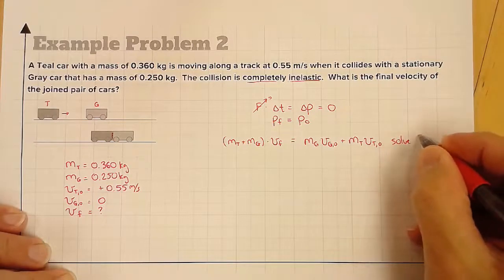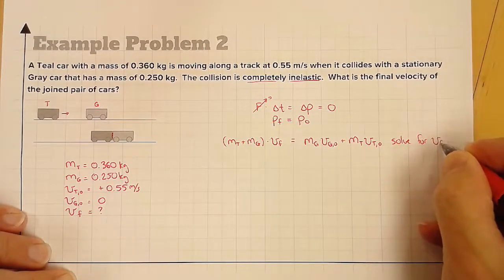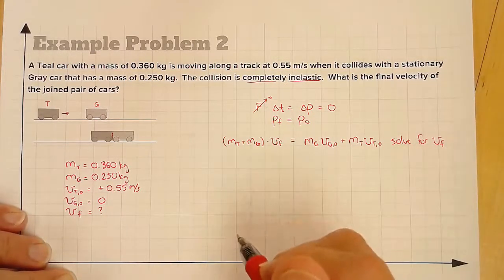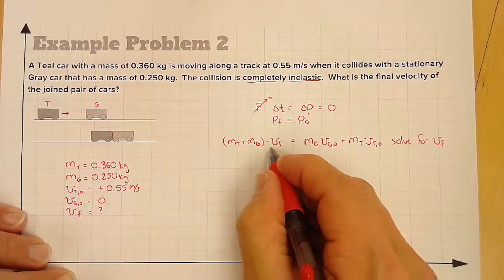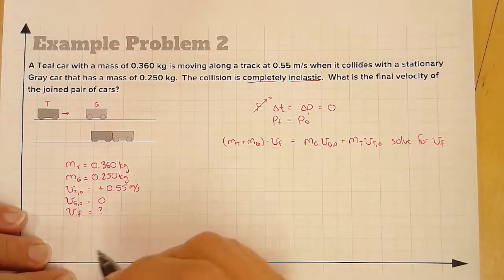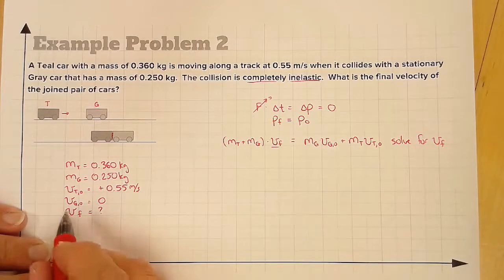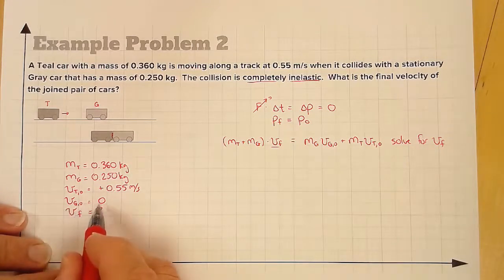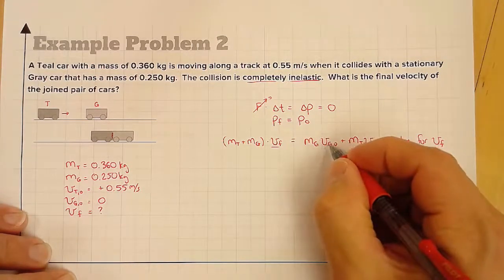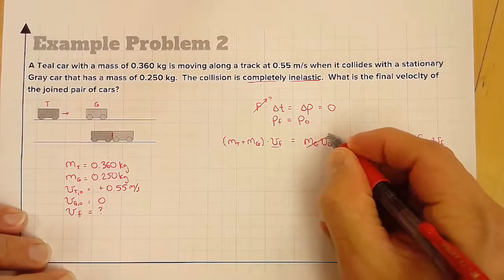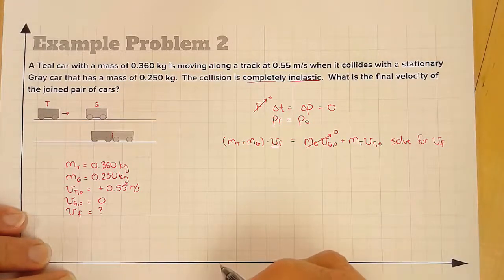Okay? All right, now once we've written out the momentum statement, we can figure out what we're going to do. In this case, we are going to solve for the final velocity. We want to know how fast these cars are going after the collision. So we're going to solve for this. Before we start solving for it, though, let's do anything that's 0. We know the velocity of the gray car initial was 0.